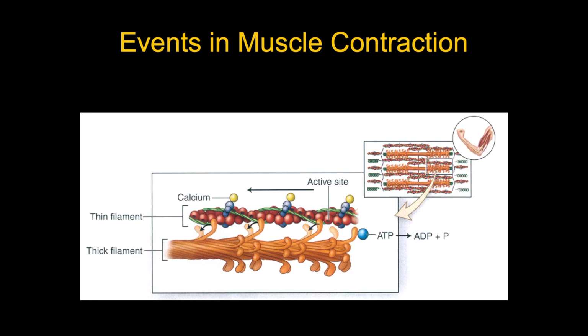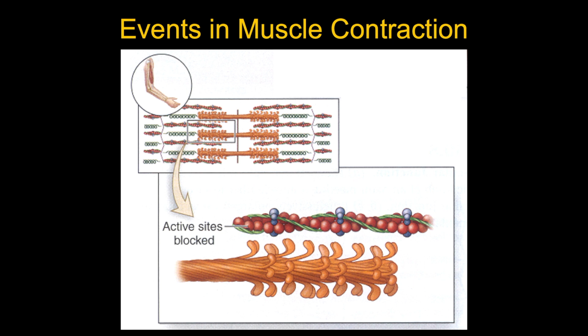Prior to myosin binding to the active sites on the actin filament, we have to have ATP attached to the myosin head. Once ATP is bound, the myosin head is now free to bind to the active sites on the actin filament, so long as calcium is bound to the troponin protein that allows tropomyosin to expose those active sites.